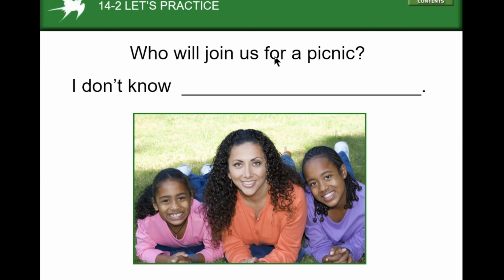Who will join us for a picnic? This is our question. And our sentence becomes, I don't know who will join us for a picnic. Here, because the question word who is used as a subject, there's no change in the word order. So we have the sentence, I don't know who will join us for a picnic.